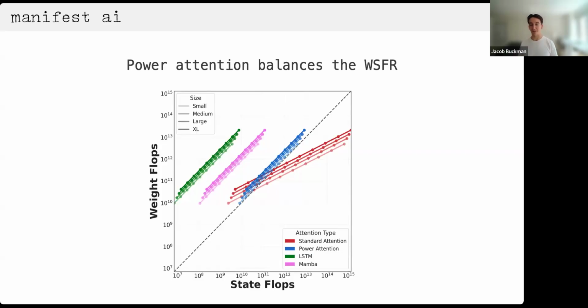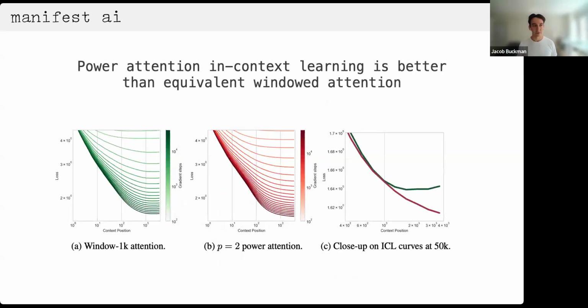You can put it at any point on this plot. Standard attention, as we said before, crosses the diagonal for a little bit, but then goes very askew. So the only architecture in this picture that actually has a balanced weight state flop ratio at long context is power attention. Next, power attention's in context learning is better than the equivalent windowed attention. This is basically the same effect that we saw earlier, where when you train a large model in both the windowed attention framework and the power attention framework with matched parameter size, state size, batch size, all that good stuff, you see that the power attention model is able to in context learn throughout the entirety of its context at convergence, whereas in the green line, the windowed attention once again stops being able to do any in context learning after a certain point in its context.